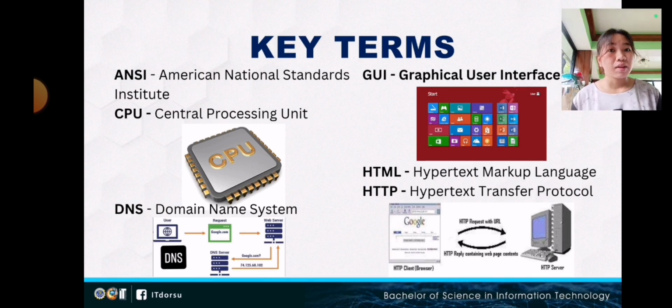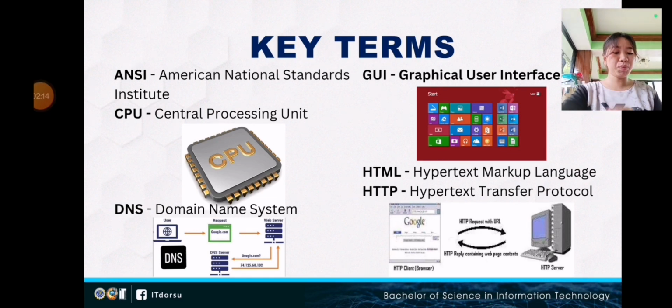The next one is CPU, or Central Processing Unit. There are two types of CPU, Intel and AMD. The CPU is the brain of the computer because it performs all the data processing operations, and it controls the operation of all the parts of the computer. Without the CPU, we could not run programs on our computer, because it is the brain that controls and processes.